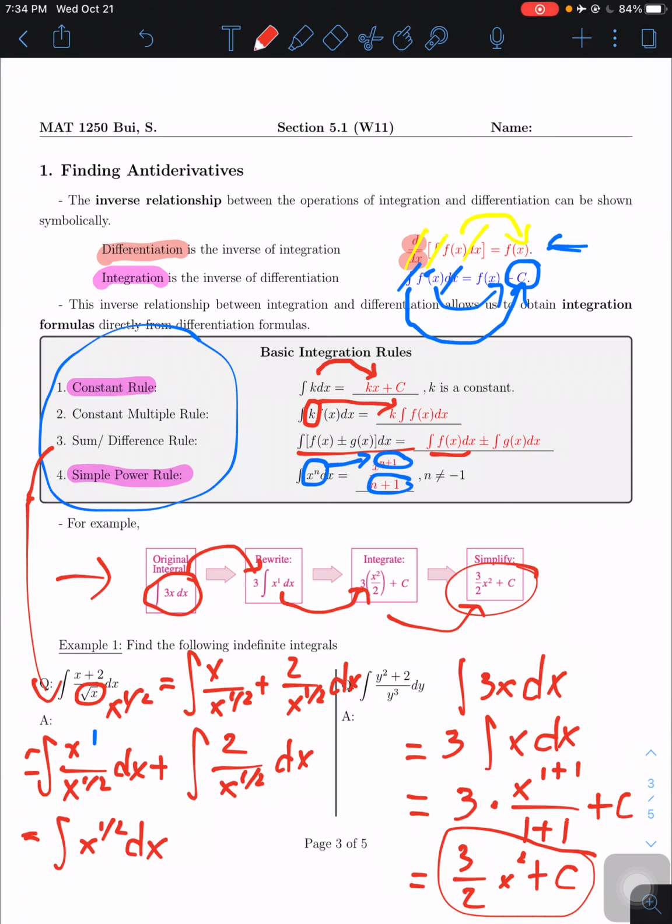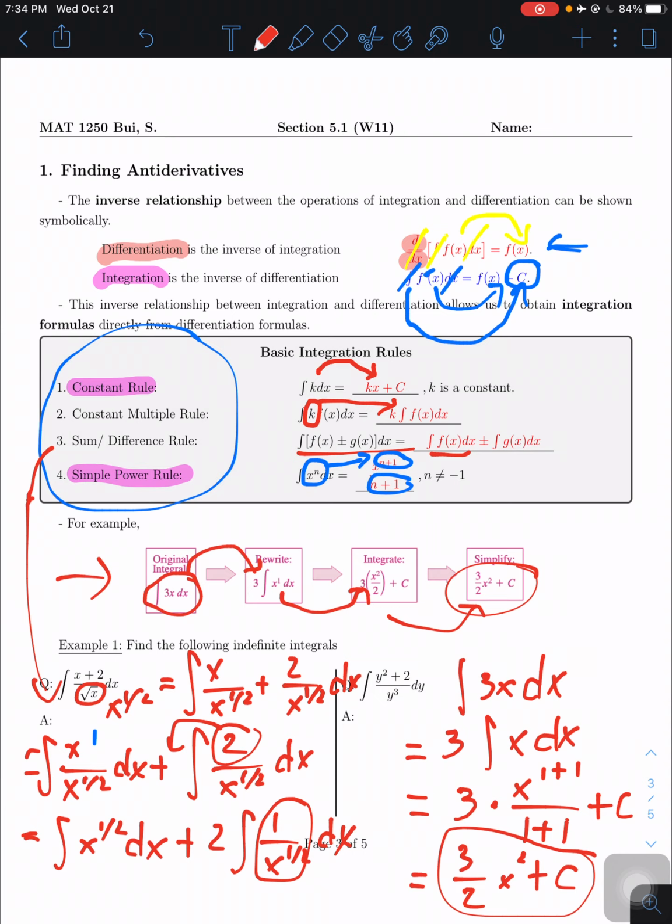For the second one, because 2 is a constant, I'm going to bring it out. So it looks like 2, and on the inside I get 1 divided by x to the 1/2 dx. And next, what do we do? We cannot do anything with the derivative or antiderivative of this yet, because we don't have anything like 1 over something.